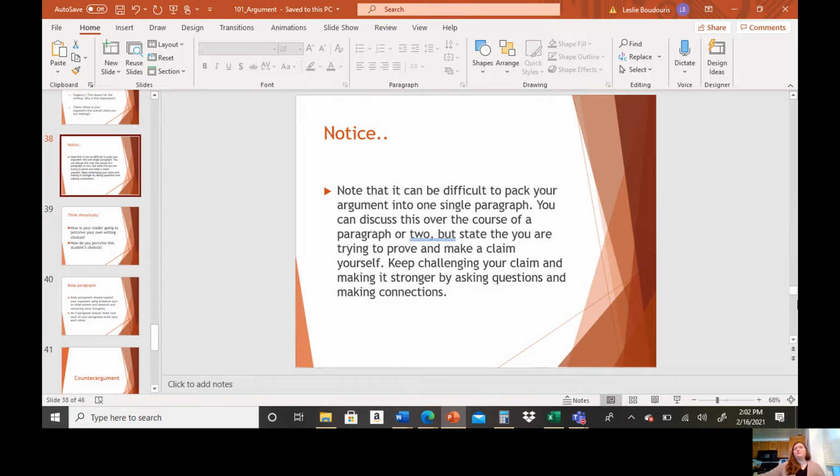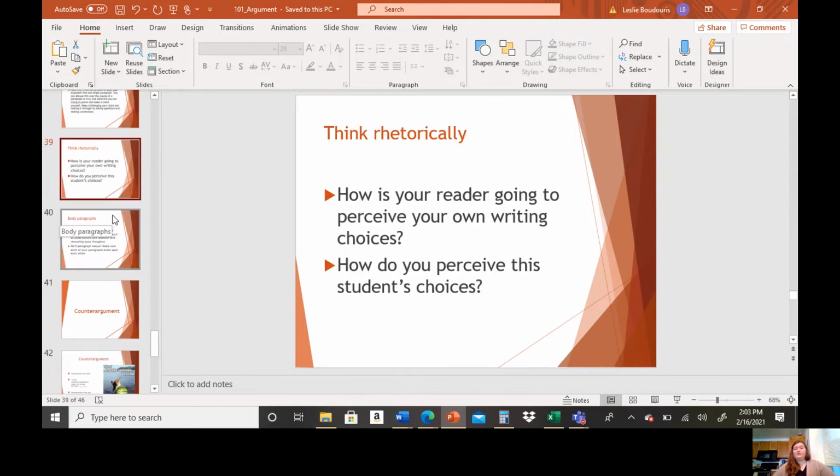So with a 2 or 3 page paper, you might not want to have more than one paragraph of introduction. If you have 5 to 6 pages, it probably can be longer. You don't want your whole paper to be the introduction. You've got to go somewhere with it, but it can be more than one paragraph if you want. But keep challenging your ideas. Think rhetorically. How is your reader going to perceive your own idea and your writing choices? It's just like I'm asking you to analyze the example essays.